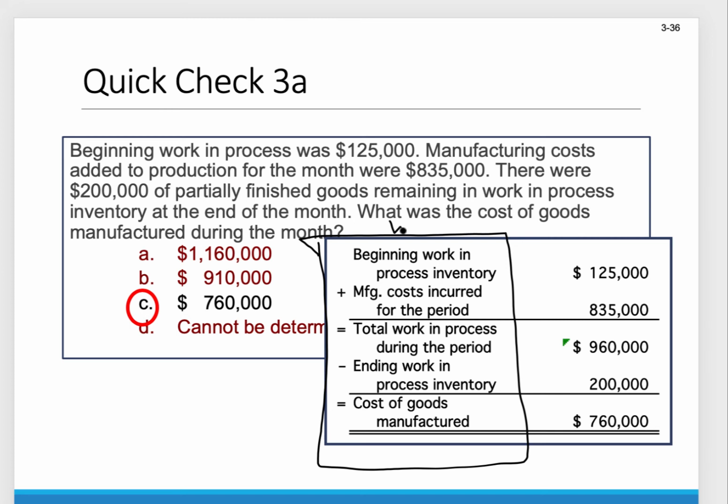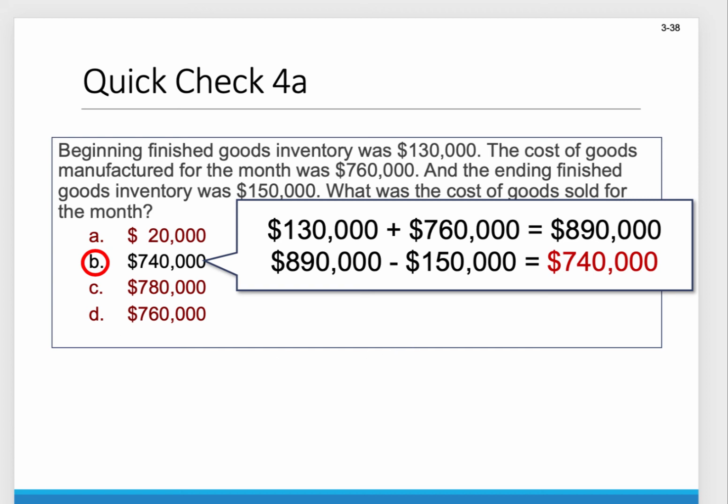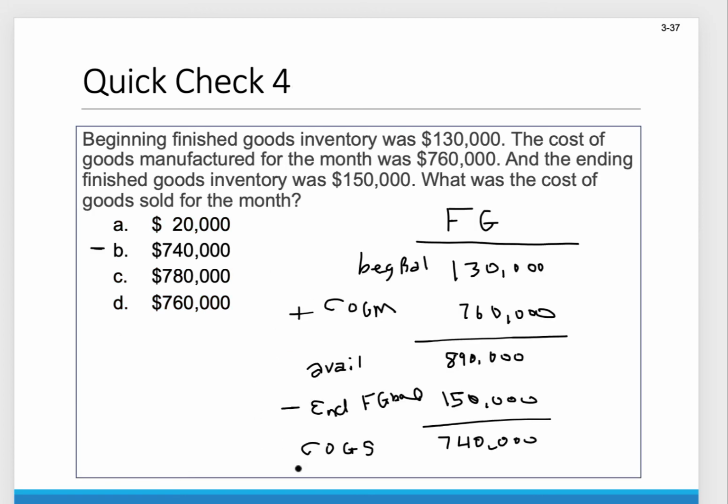Making sure that you recognize, hey, we're in the WIP account. Here's how I calculate it, and what am I calculating? What does the WIP account give me? Well, it tells me the cost of goods manufactured. And then the same thing for the cost of goods sold, making sure you recognize we are in the finished goods account: beginning balance of finished goods plus the cost of goods manufactured. Where does that come from? Well, we already calculated that from the WIP account. Subtract the ending finished goods from what's available to sell. That gives me my cost of goods sold, or my COGS.